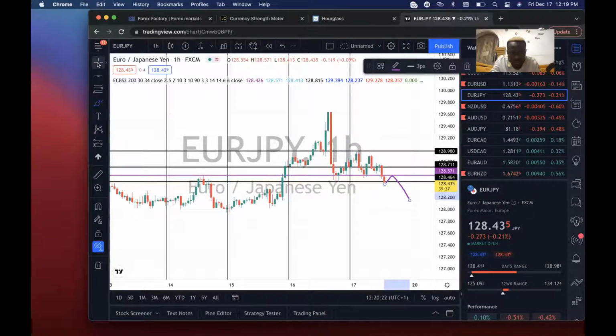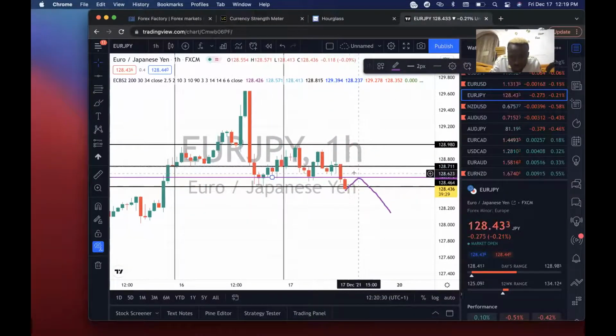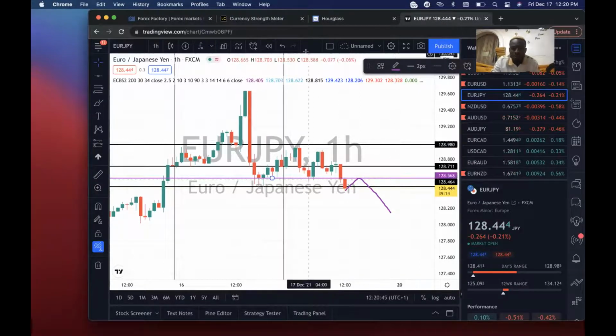Okay, let me put it there. I think it should give me that 560. If you take a close look at it, that is the 568 area. Can you see this previous floor area? It happens to be where the previous candle closed. This is even the hourly candle.